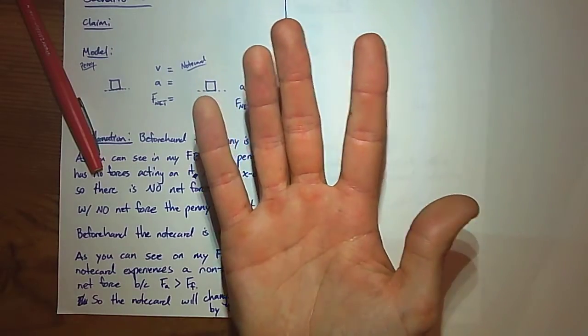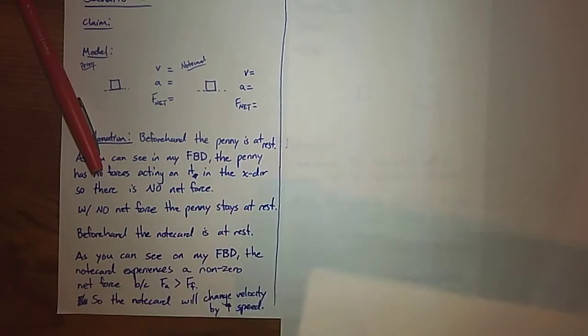So in scenario number 5, imagine that I have a note card. Let me just grab a piece of paper, this one right here, and on the note card I have some type of penny, and then I'm going to flick the note card off really fast. The question is, what's going to happen to the penny in this case?